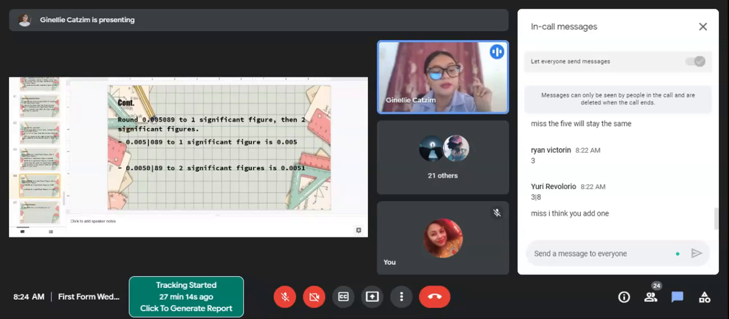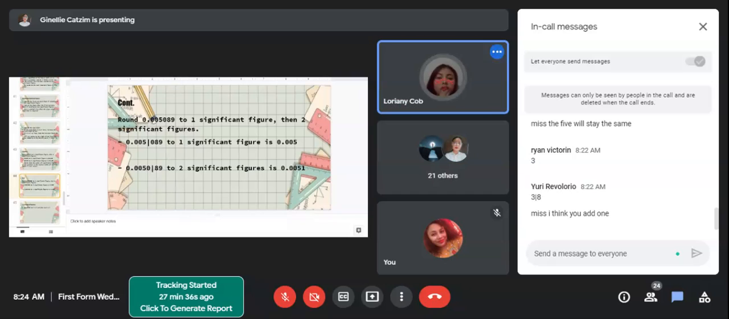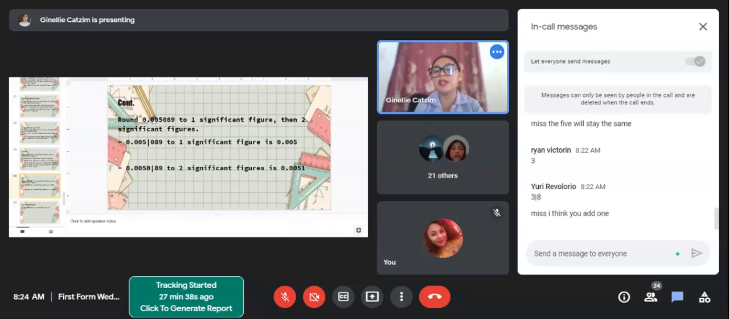0.005089. Very good. It is 5, right? We know it is 5 because we do not count the zeros before. So we put our vertical bar in between the 5 and the 0. So since this number is 0, what happens to the 5? It remains the same. Very good. And we just fill out the rest with zeros, but in this case, we don't need them.